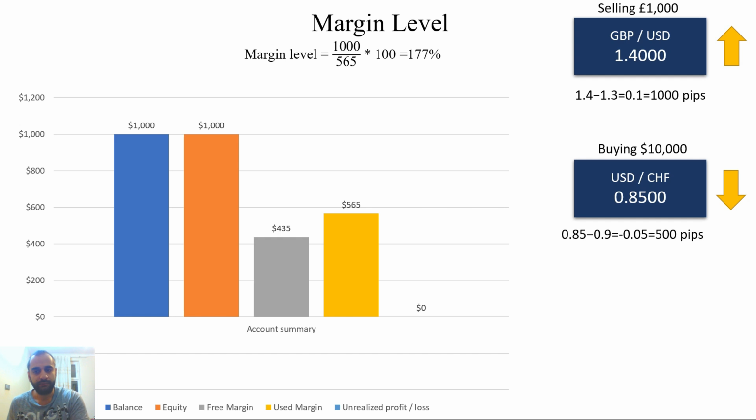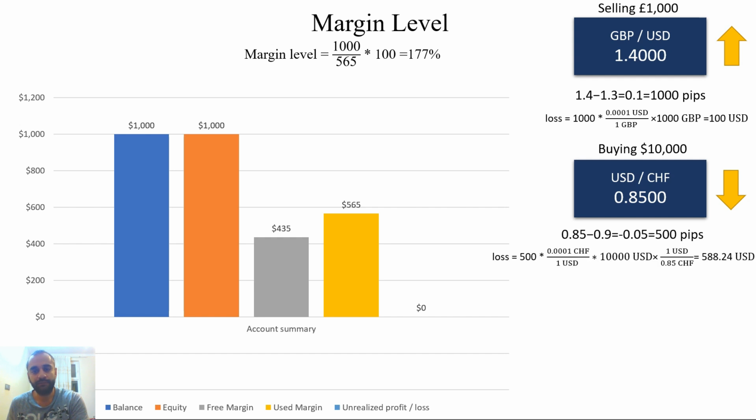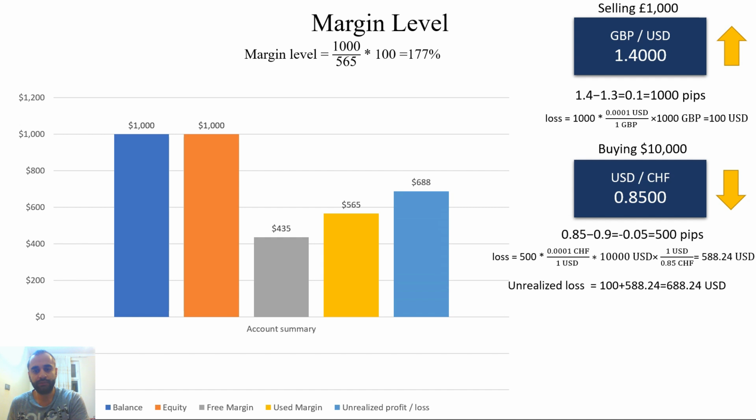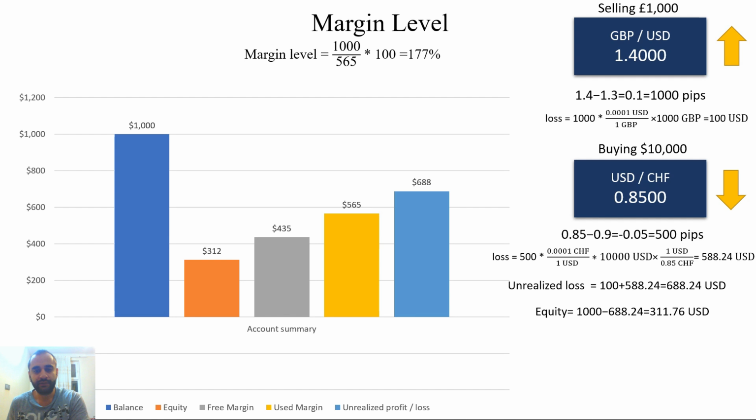Since in both scenarios the market moves against us, let's calculate the unrealized loss using the pip value. For the first trade, we have a $100 loss. For the second trade, the loss would be $588.24. The unrealized loss is then $688.24. Equity, which is the account balance minus the floating loss, is $311.76.